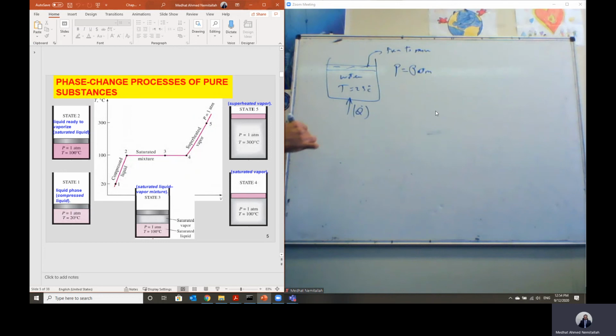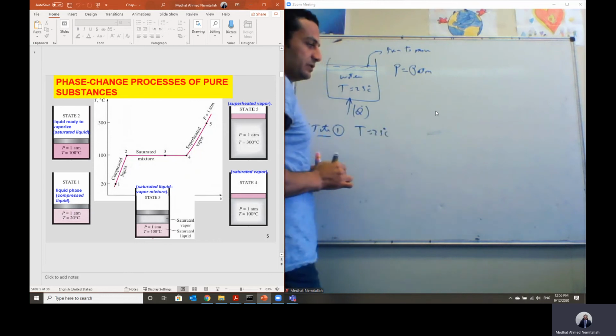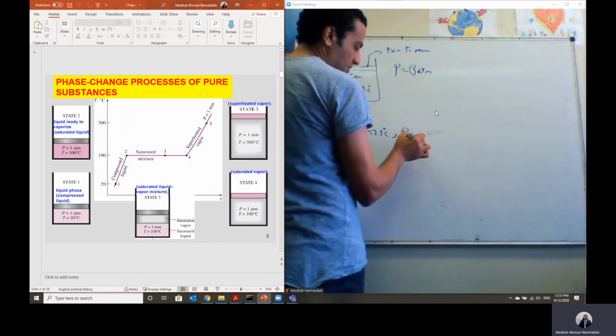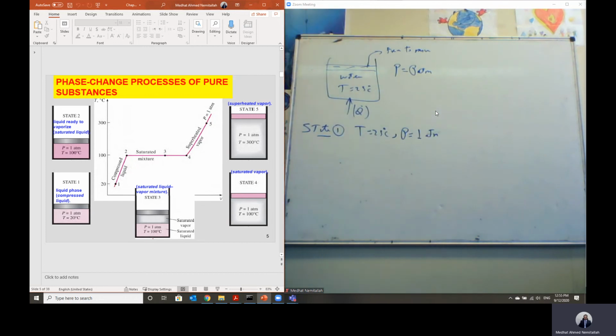Okay. So let's say this is state number 1. At state number 1, the temperature of the water is equal to 25 degrees C, and the pressure is equal to 1 atmosphere. And the state of water at atmospheric pressure and a temperature of 25 degrees C means we have liquid water.